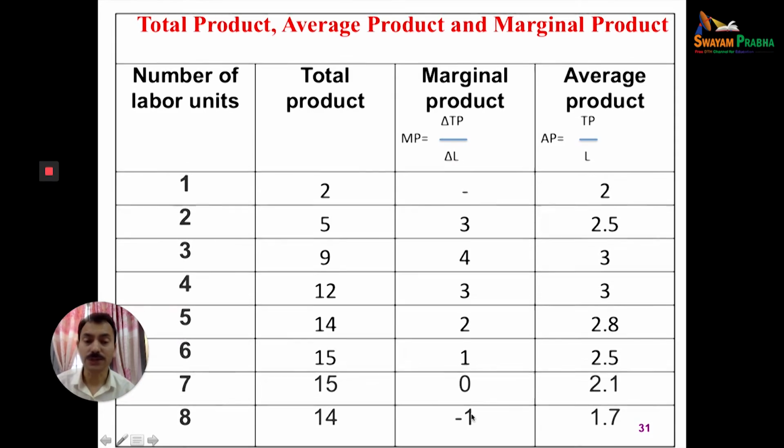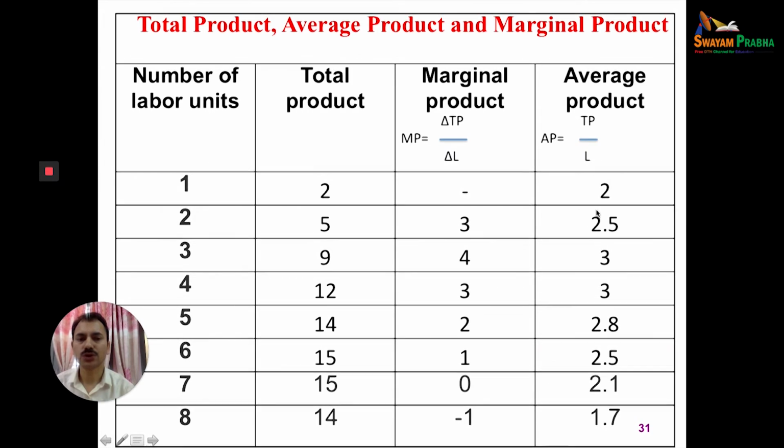But average product will never be 0. Total product will never be 0. Although it starts decreasing after reaching the maximum point, total product cannot be 0 or negative. Similarly, average product will also not be negative. Average means per unit output: total product divided by the number of units of labor used.